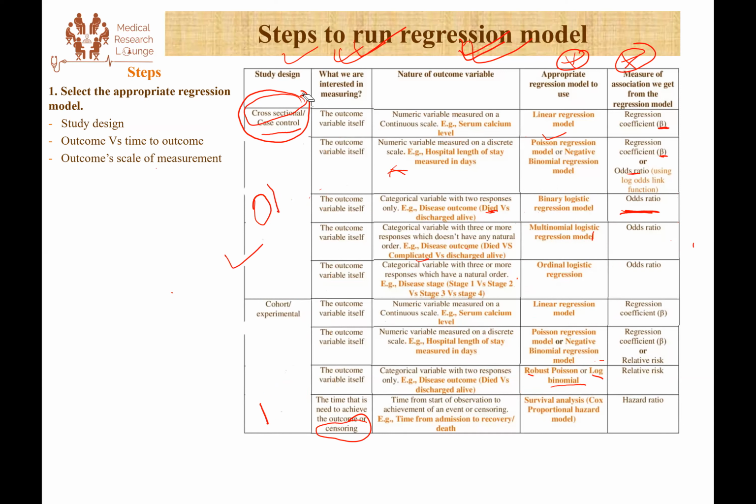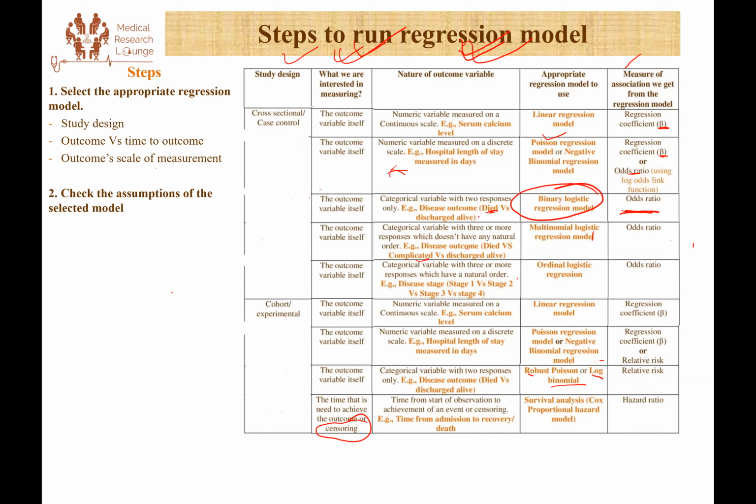So let's continue with the other methods that we should follow. After identifying the appropriate regression model, just like in the comparative analysis, let's say by logic I picked binary logistic regression. So I'm conducting a cross-sectional design. I have a binary outcome. I'm studying disease outcome as death and alive. So I have to use binary logistic regression.